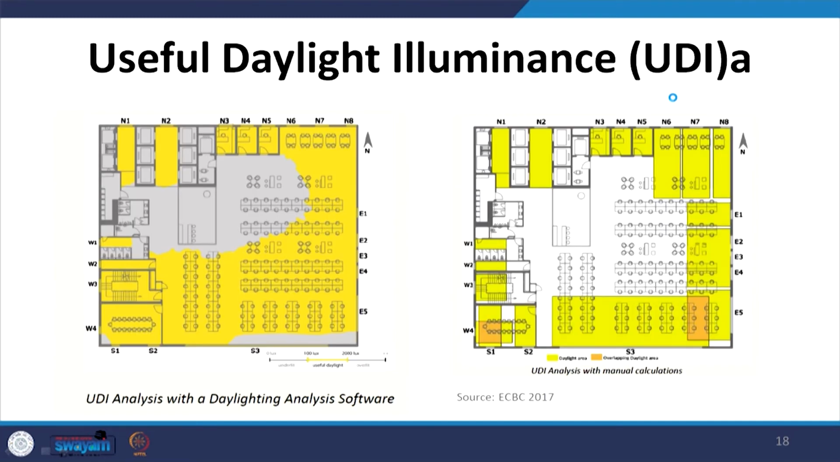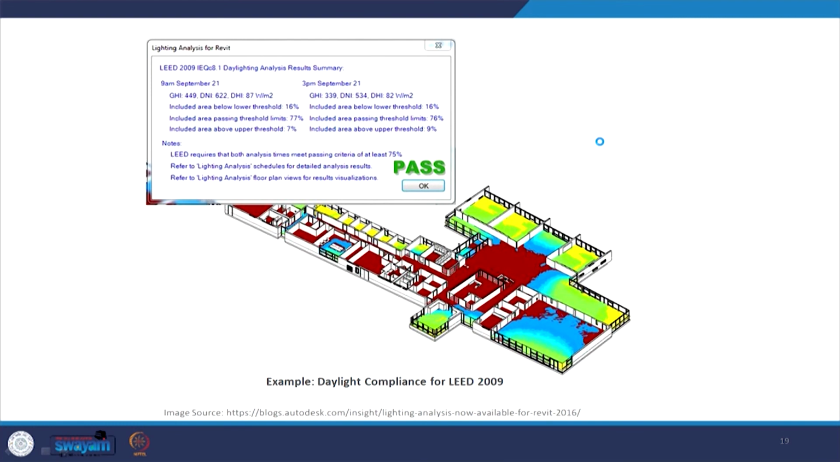So, if you look at these two plans, the same plan has been analyzed for daylighting, one with the help of a software and the other one with manual calculations. Here, this is an open plan, and based upon the amount of windows which are available, the daylit area with the help of software has been calculated, shown here, while with the help of manual calculations following the DEF and the procedure given in ECBC, this is the amount of daylit area. Now, the percentage of this area will be calculated and the compliance be shown.